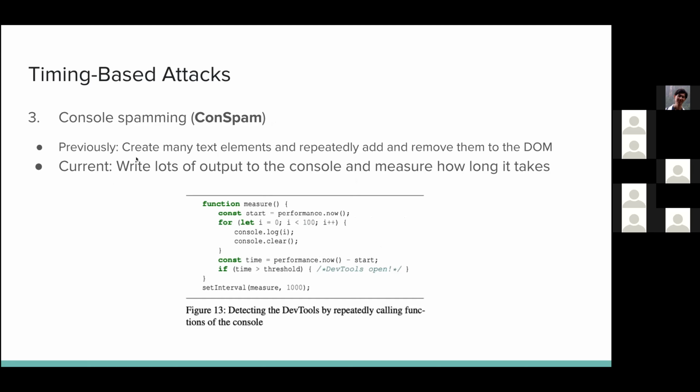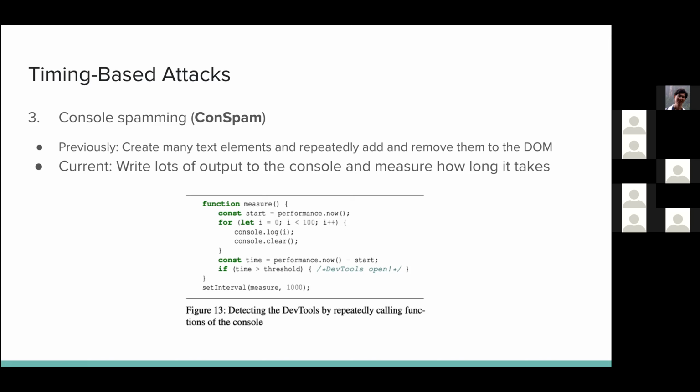Previously, what they used to do was create many text elements and then repeatedly add and remove them from the HTML DOM tree. That slows things down significantly when developer tools are open, because they try to track which elements are removed and added. Currently, what it does is write a lot of output to the console and then measure how long it takes. So this runs slower when developer tools are open.